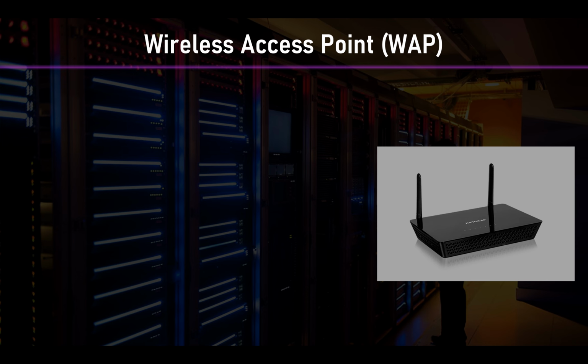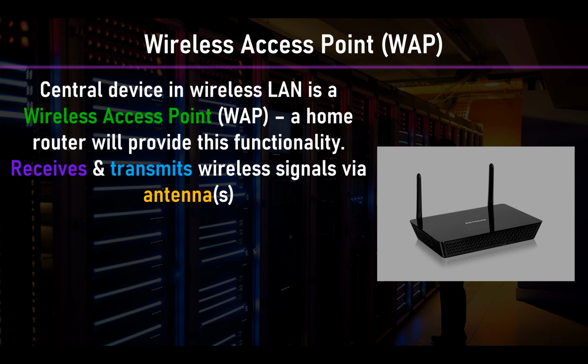Alright, let's go on to the next one then. Wireless access point, or as you see the abbreviation. This is going to be the central device in the wireless LAN. A home router is also going to provide this functionality built in. What it's going to do is receive and transmit the wireless signal via the antenna, the antenna being this thing.